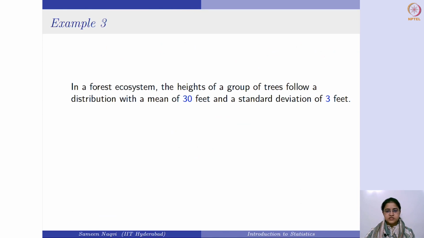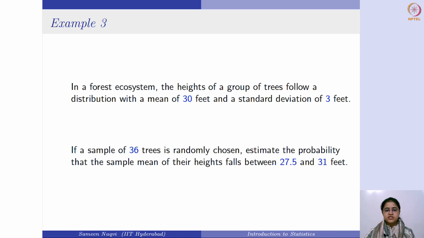So this is the next example over here. In a forest ecosystem, the heights of a group of trees follow a distribution with a mean of 30 feet and a standard deviation of 3 feet. So the mean and standard deviation, that is mu and sigma, are given to you. If a sample of 36 trees is randomly chosen, estimate the probability that the sample mean of their heights falls between 27.5 and 31 feet.